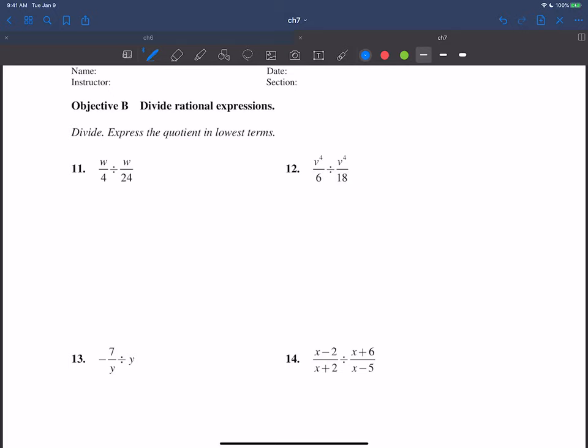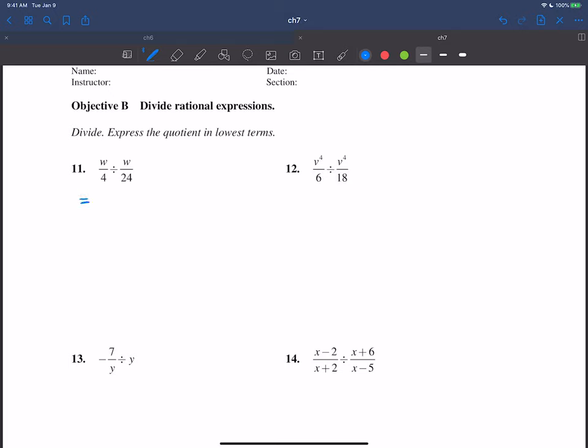Objective B, divide rational expressions. Dividing rational expressions is very similar to multiplying rational expressions. You only need to perform one extra step at the beginning, which is converting the division to multiplication. You could remember it as keep, change, flip when you divide fractions. It's just like how you divide fractions.